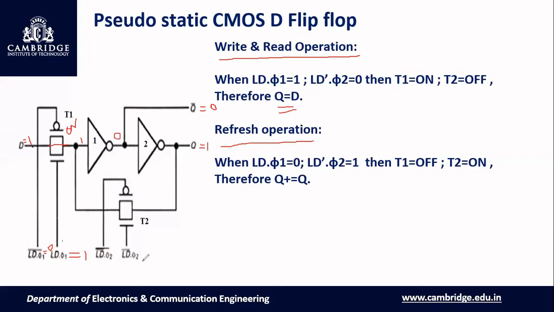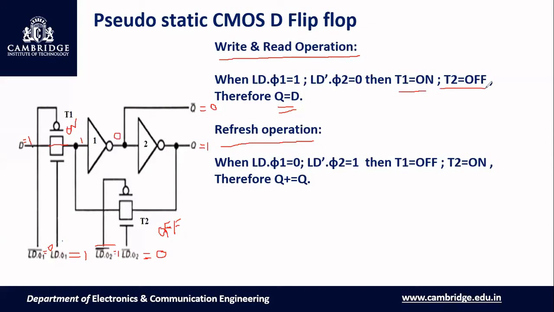During that time, phi 2 should be made 0. When phi 2 is made 0, LD bar dot phi 2 will become 0, and the whole bar of it will become 1. So here your T2 is off. If your T2 is off, we cannot refresh. That's what I have written here. Simple.